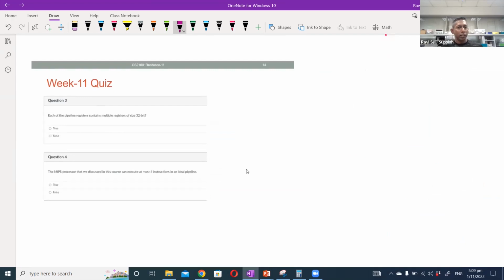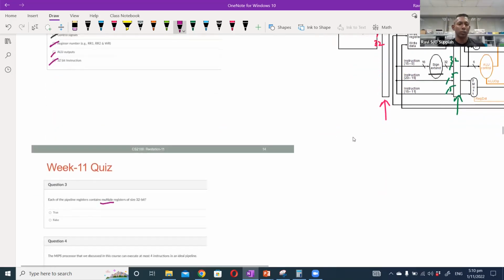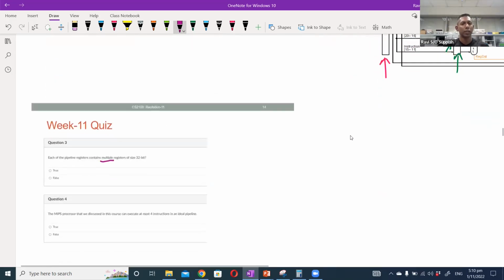Each of the pipeline registers contain multiple registers. So this is what I talked about just now. They contain multiple registers and it's not the same, correct? As we just saw, in each stage you have a different amount of information to store. But you definitely need a lot of registers to store this information. So you have multiple registers, each 32-bit, to store all this information for us. So it's true.